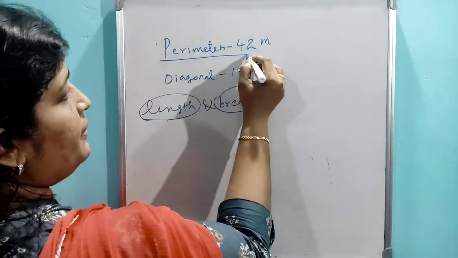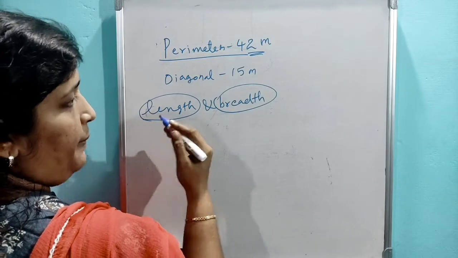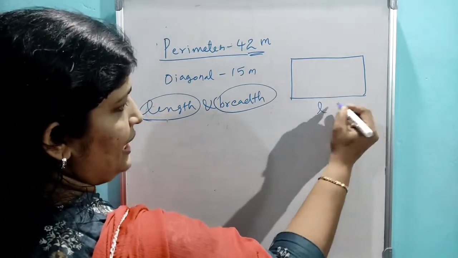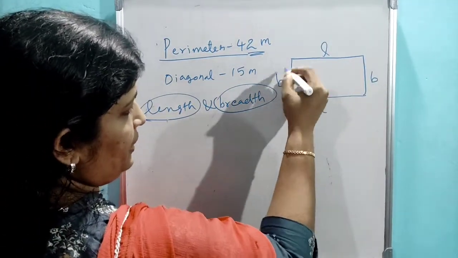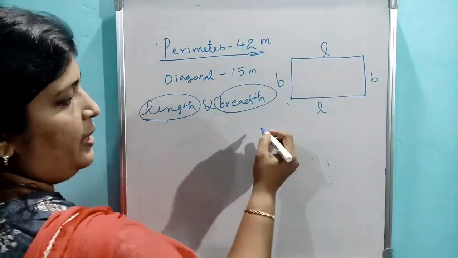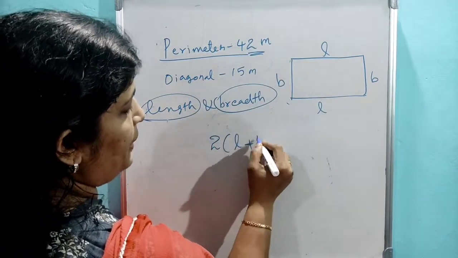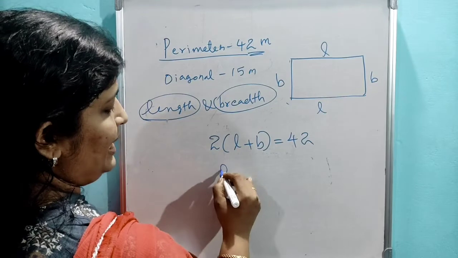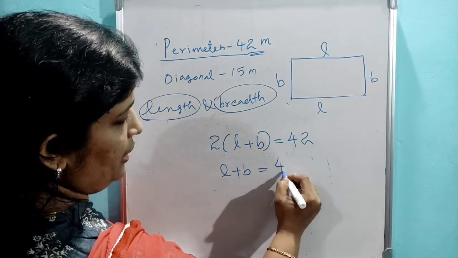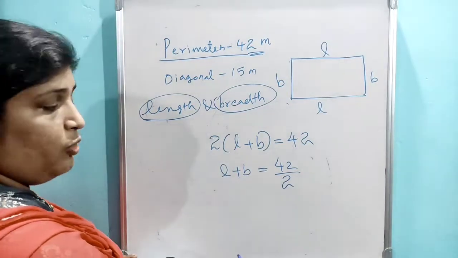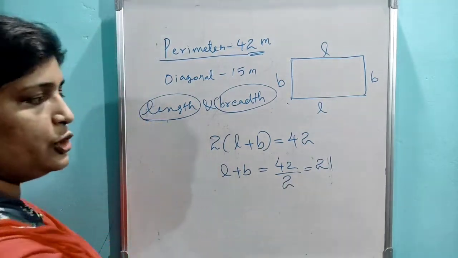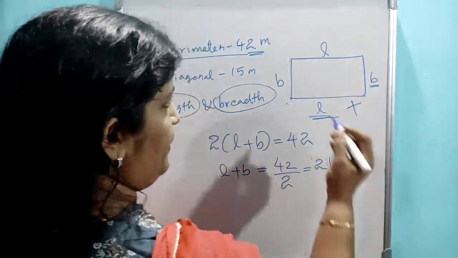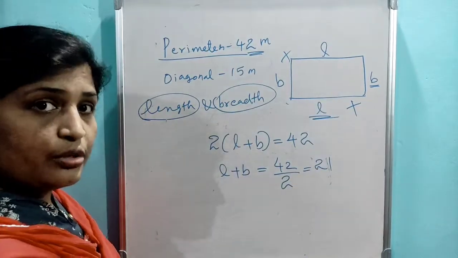Here the perimeter is 42 meters. That means this boundary is equal to 42 meters, that is 2 into (length plus breadth) is equal to 42 meters. Then what is length plus breadth? Length plus breadth is equal to half of 42. Half of 42 is equal to 21. So length plus breadth is equal to 21.